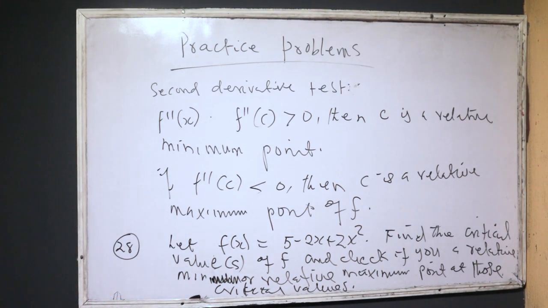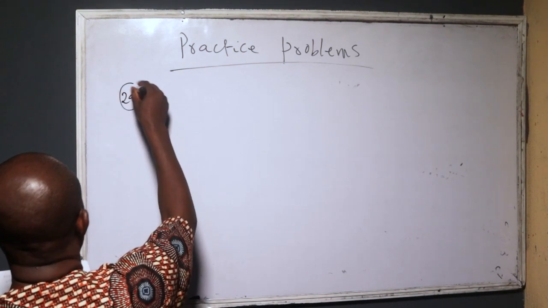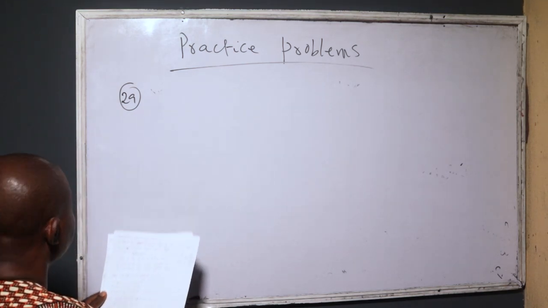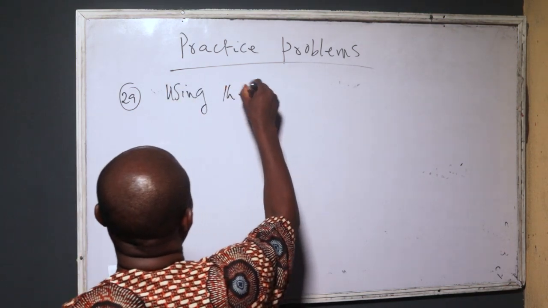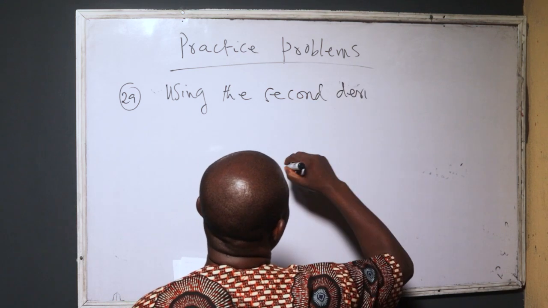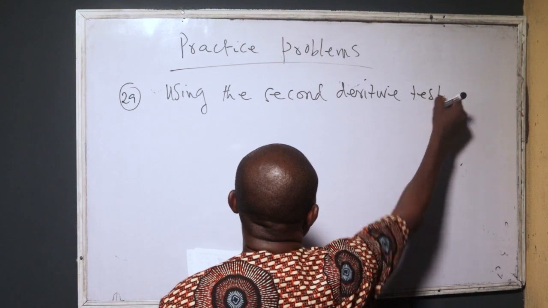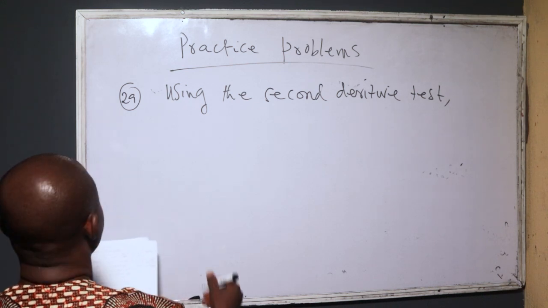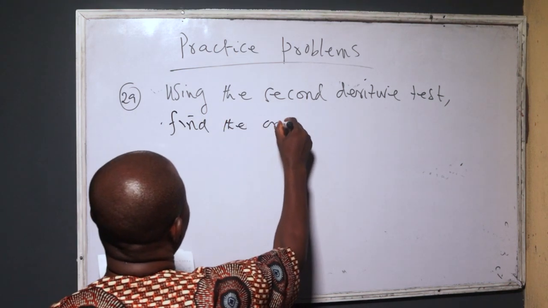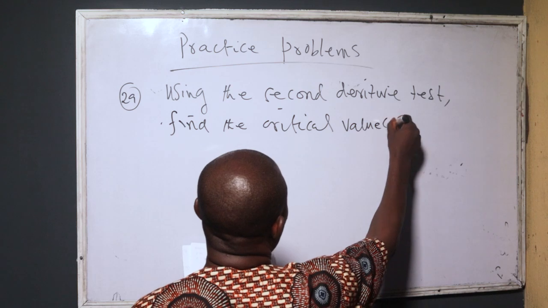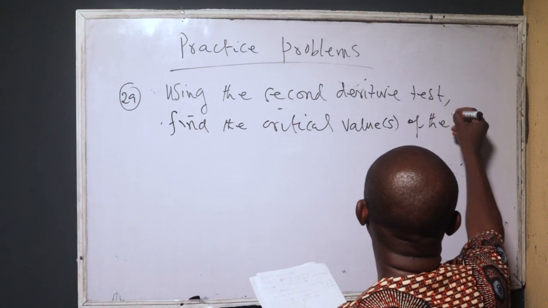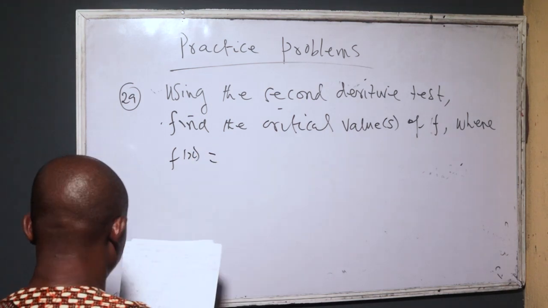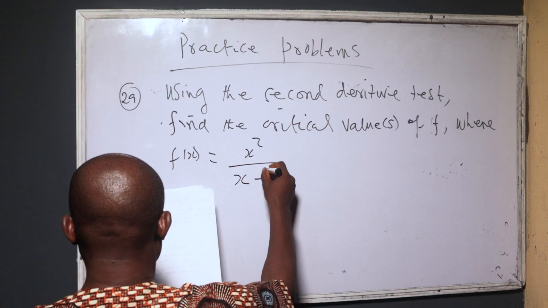Okay. Another problem is this one. Using the second derivative test, first find the critical value or values of the function f, where f of x is simply x squared divided by x minus 1.